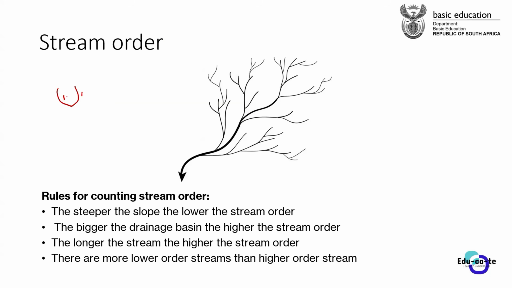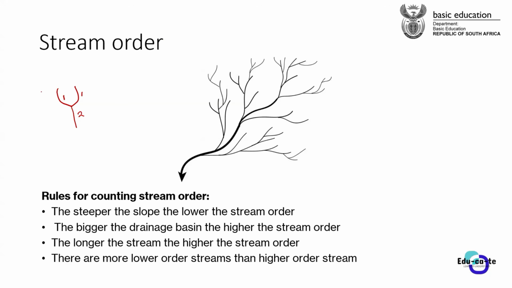We're going to put 1 on them because these streams are just alone. These are like independent streams. There's no other water flowing into them. And then they meet at the confluence, they make another stream. So when two first order streams meet and they make another one, we're going to say that that stream is going to be a second order stream.